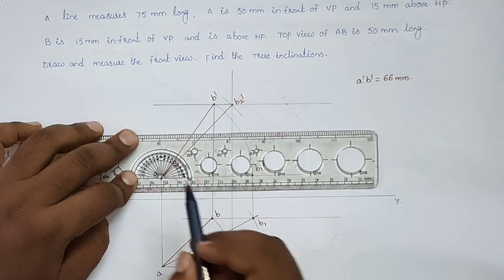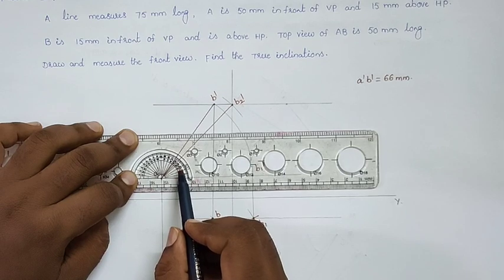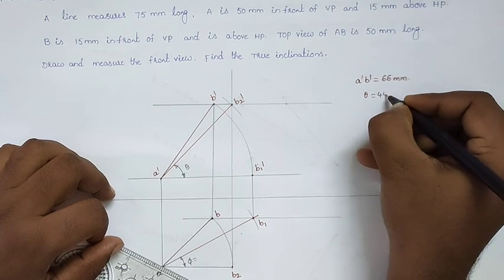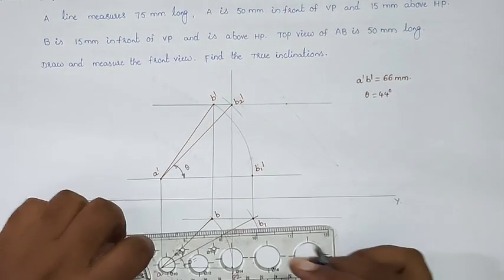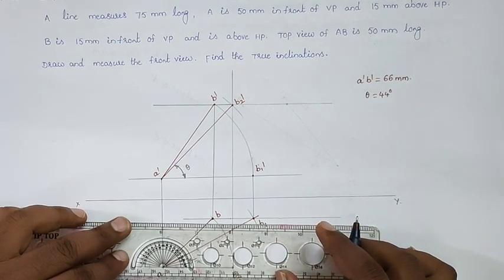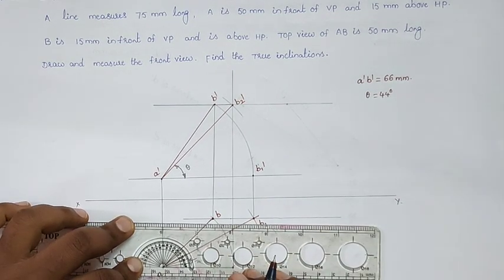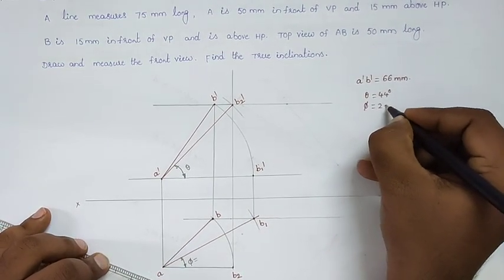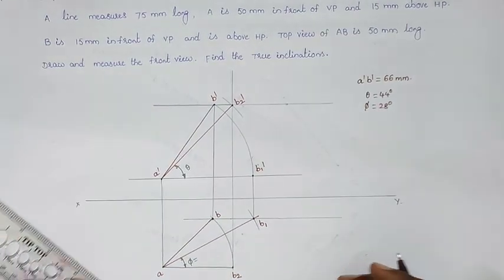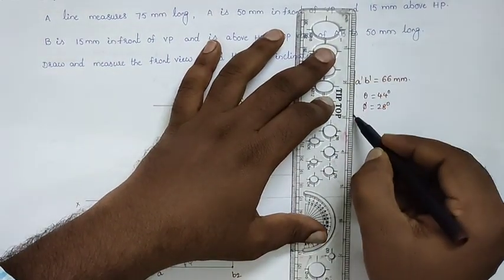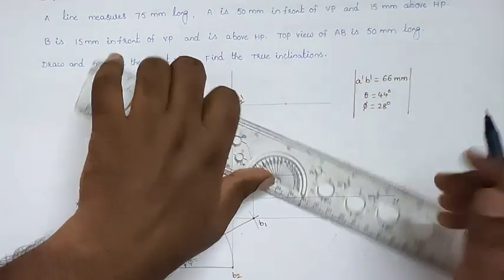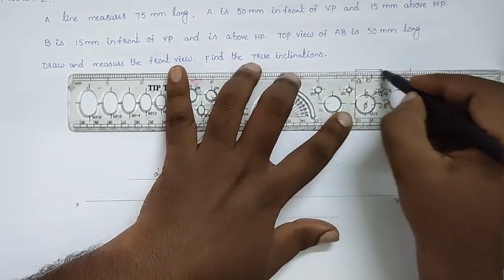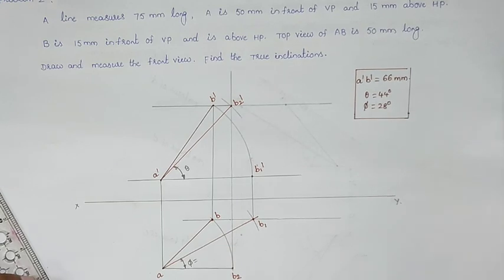If you measure that angle, we will get above 40, so it will be 44 degrees. I am getting theta is equal to 44 degrees. And the phi value can also be measured. In this position we can measure the angle of AB1. So we will get 28 degrees. Phi is equal to 28 degrees and theta is equal to 44 degrees. Make it in brackets. These are what they are asking in our problem. So this is our solution of our problem.